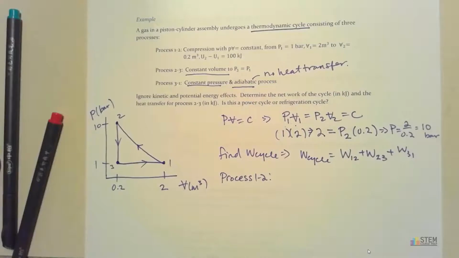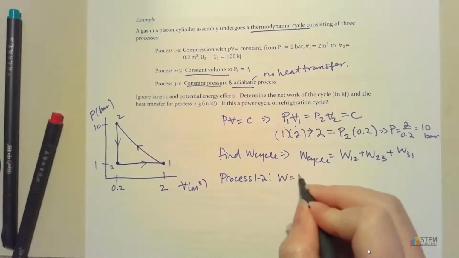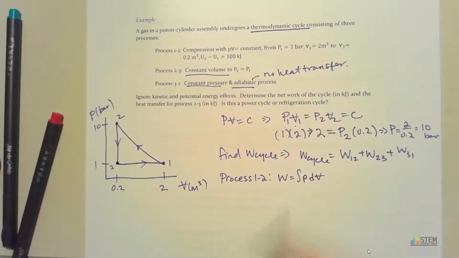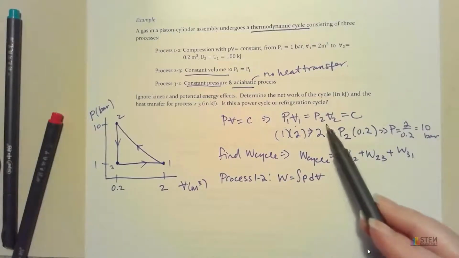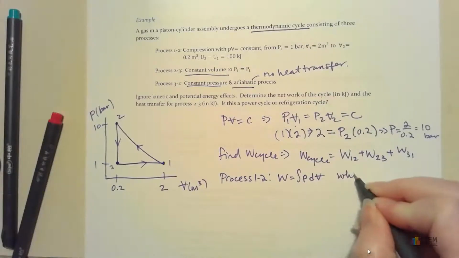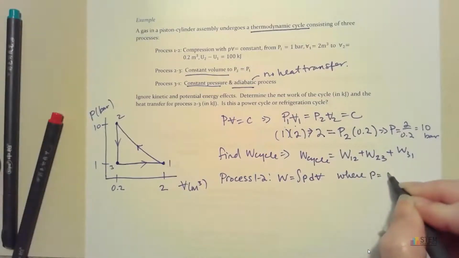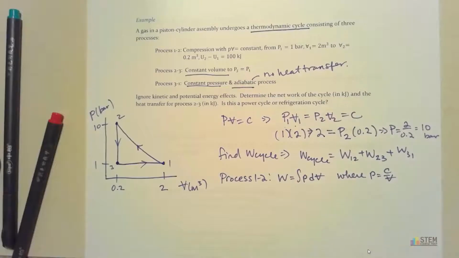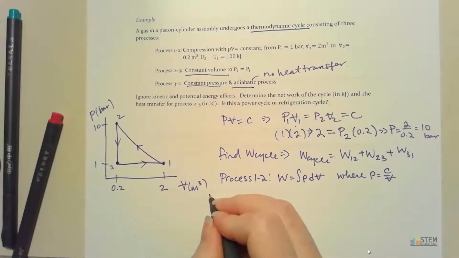All right, so here, what we're going to have is work equals the integral of pressure times dV. Now, we already can get an equation for pressure because we have this relationship, the PV equals C relationship. So we'll just say P is C over V. Okay. So now, let's go ahead and plug in all of our steps.